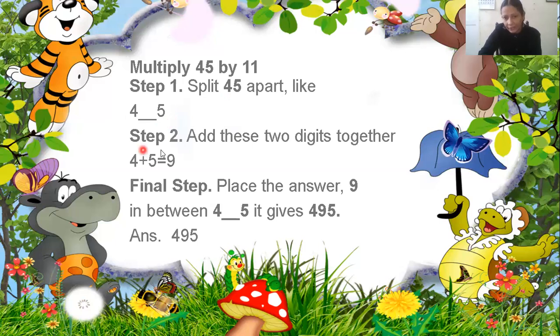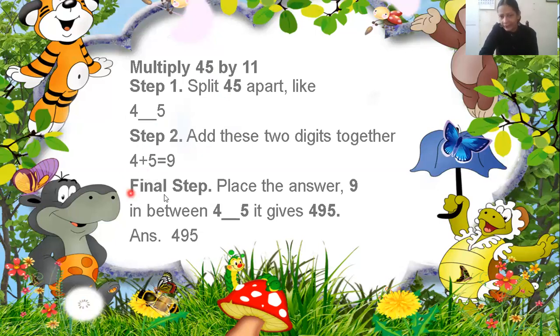Now what is the second step? In the second step you have to add these two digits. What are the two digits you can see here? 4 and 5 are the two digits here. I have written here 4 plus 5 which is equal to 9.